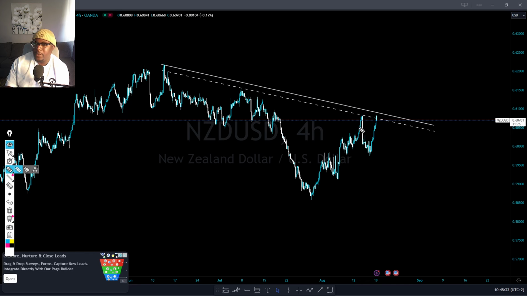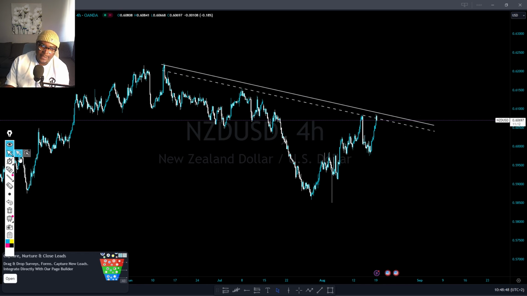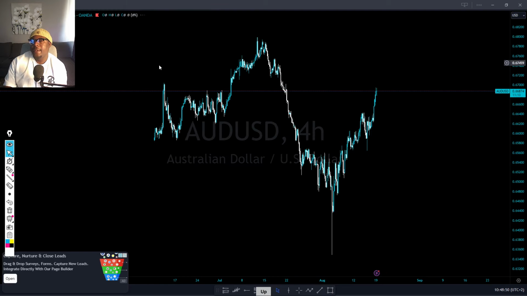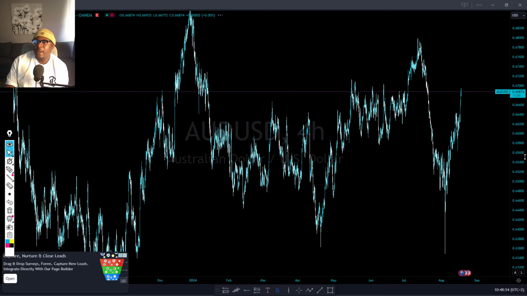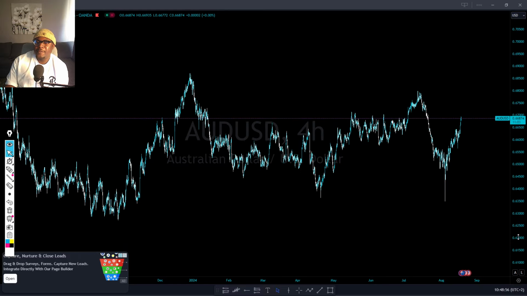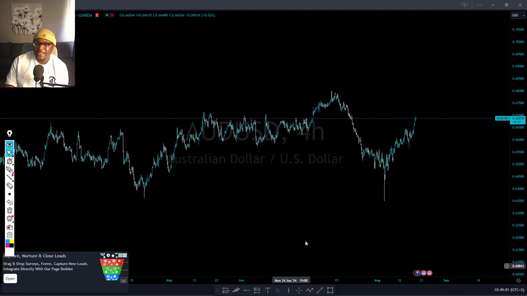If the market breaks out, obviously, I will expect to see a nice bullish move. But where we are now, I can say there is a possibility for the market to do what? To reverse. That is actually quite possible. On New Zealand USD, I don't really trade it that much. But yeah, that's what we see at the moment. So now we are on AUD USD.